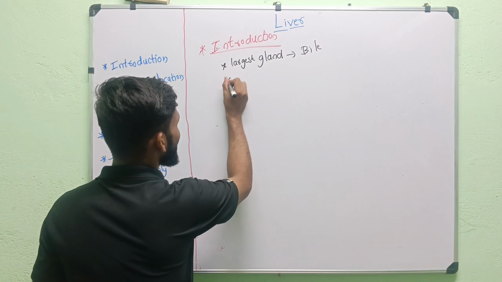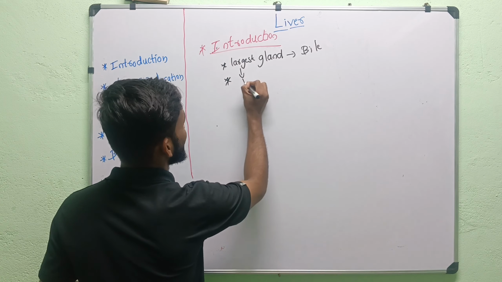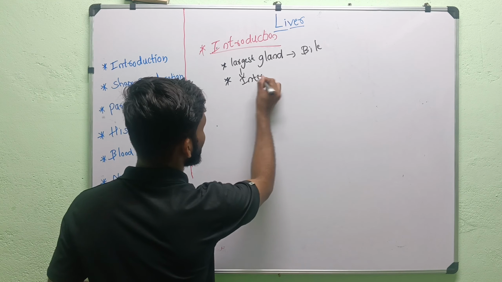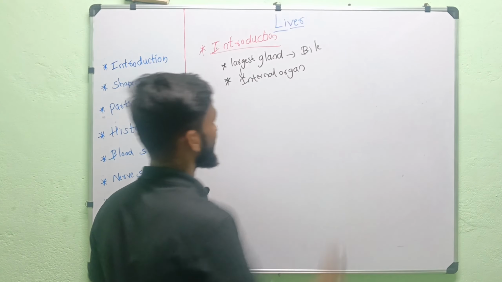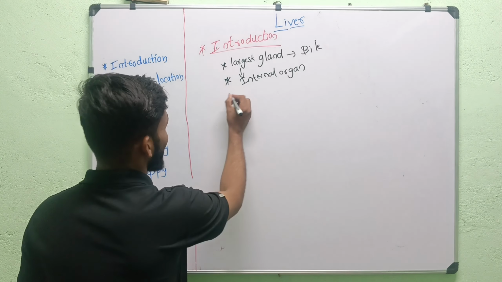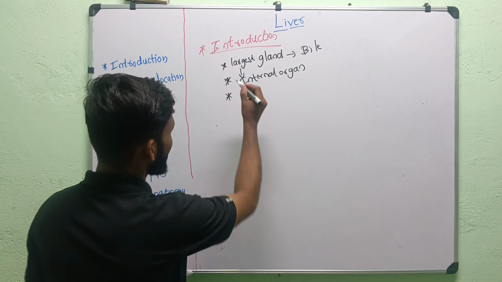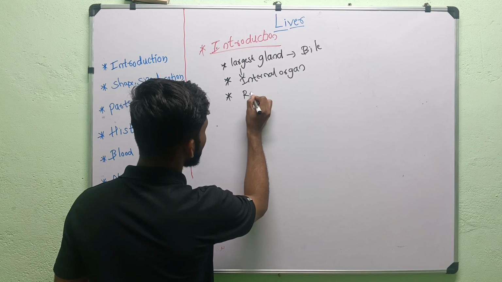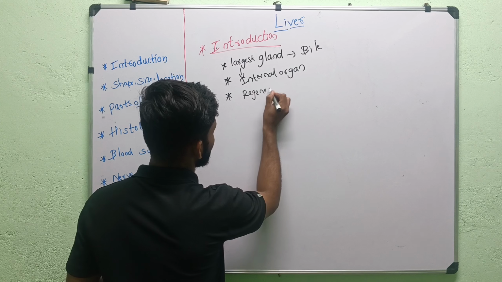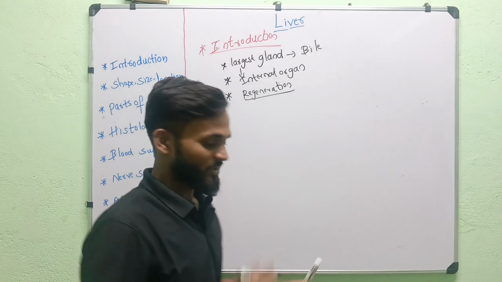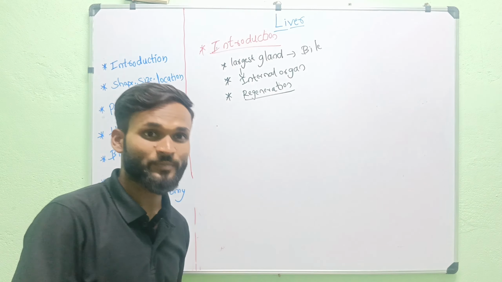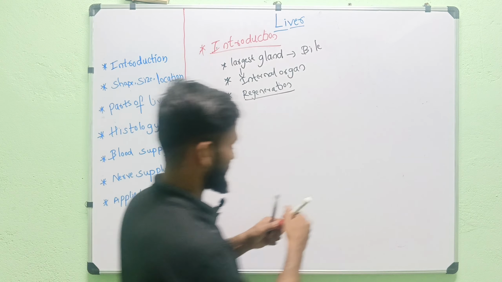Then it is one of the largest internal organs. It is the largest internal organ of our body, and it has the ability to regenerate, the ability of regeneration. Regeneration means it is going to take its normal size and shape in case of any damage.